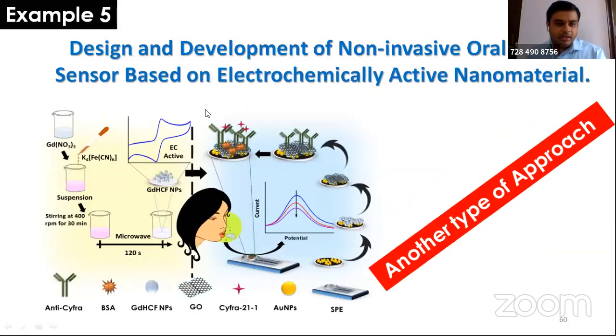I'll talk a little here about this scheme. The nanomaterial has to be synthesized. It's a microwave assisted method, and I'll not go into that detail. The nanomaterial developed here is gadolinium hexacyanoferrate. This material is electrochemically active. When I say electrochemically active, it means it gives a redox signal.